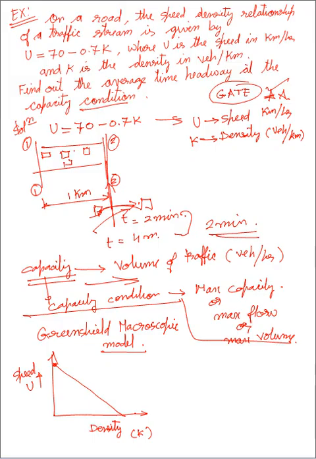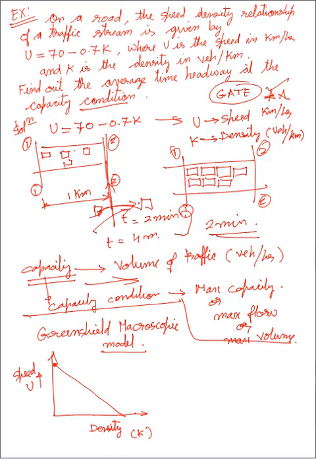How can I say density will increase? Suppose this is your road and this is my section 1.1 and section 2.2. Maximum density will occur when all the vehicles are in a standstill position, bumper to bumper, like this. They are not moving, so basically their speed is 0. So this is your maximum density. As your density is maximum, your speed will become 0.